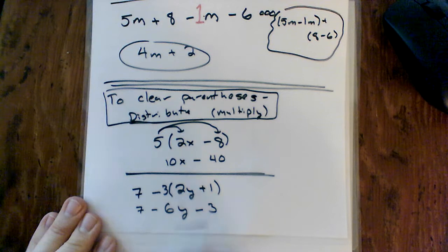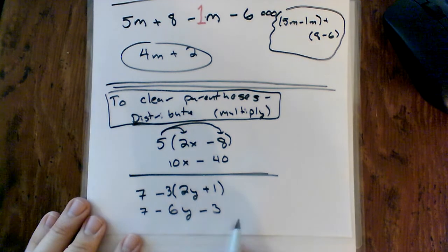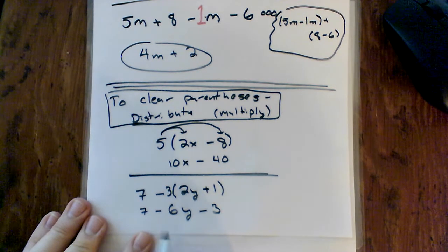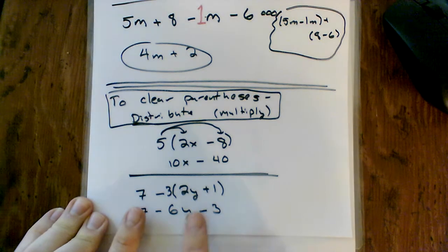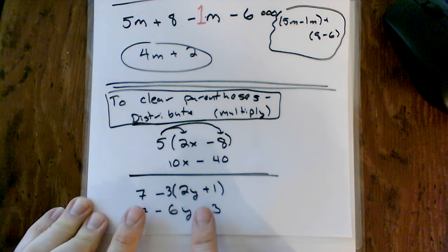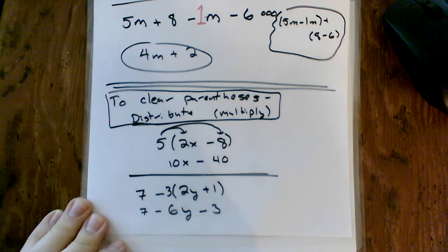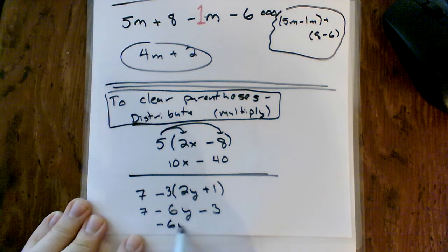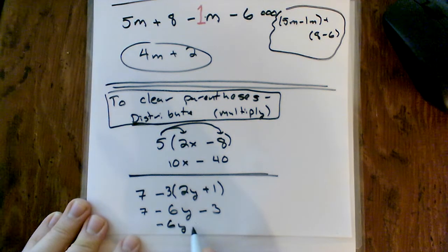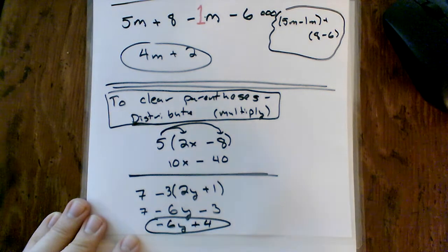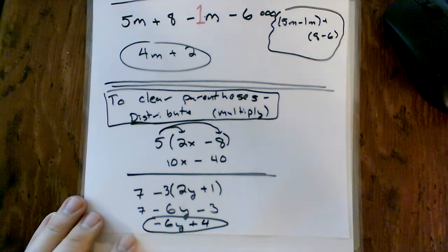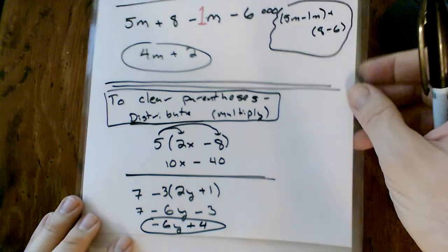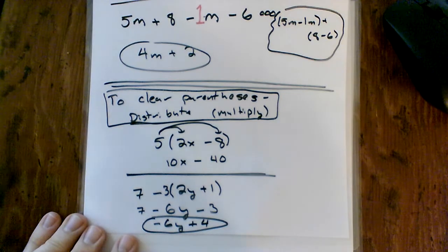Well, now I've got like terms that I can add again. So I'm going to go ahead and do that. It looks like I've just got this minus 6y. That's my only variable left. So I've got minus 6y. And then 7 minus 3 is going to be a 4. And we'd be done right here. So these are some of the basics of simplifying some expressions.